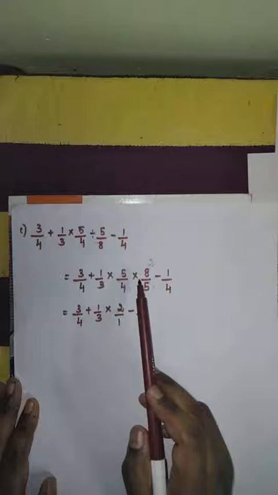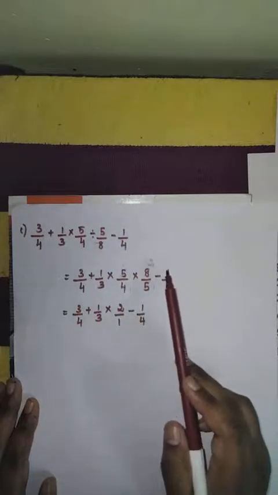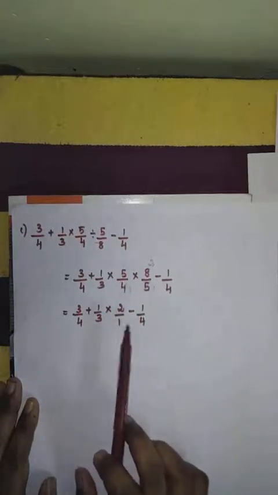5 by 4, this division sign will change into multiplication sign. Then take the reciprocal for 5 by 8. The reciprocal is 8 by 5. Now check whether any common factors are there. Here we can cancel 5 and 5 and 4 and 8. So when you are cancelling, you will be getting 2 by 1. Okay. So what is the next step? Next we need to do multiplication. Okay. So we are going to multiply 1 by 3 into 2 by 1.